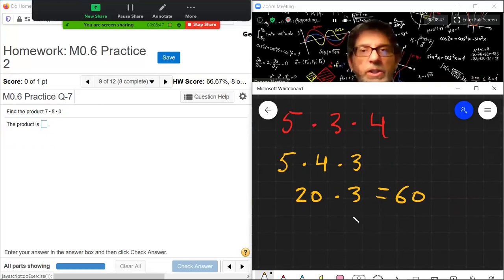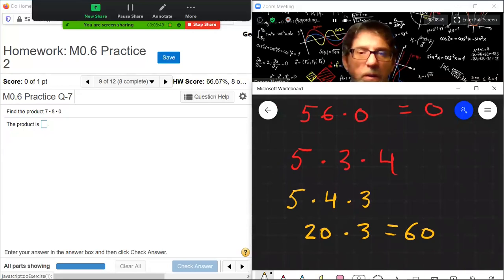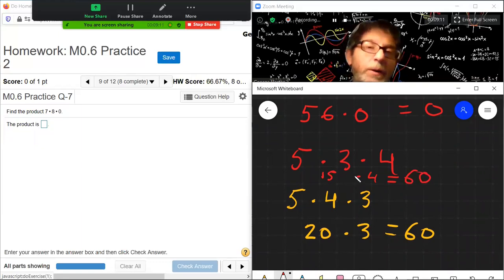We could have also done the same thing here, but it would have been a little bit more difficult because 5 times 3 is 15. Okay. And 15 times 4 is still 60. So it's not like the answer is any different. But to me, this is easier to compute than that. So anyway, remember the associative and commutative property when you multiply. And in this case, we didn't have to use it because 0 times anything is 0.